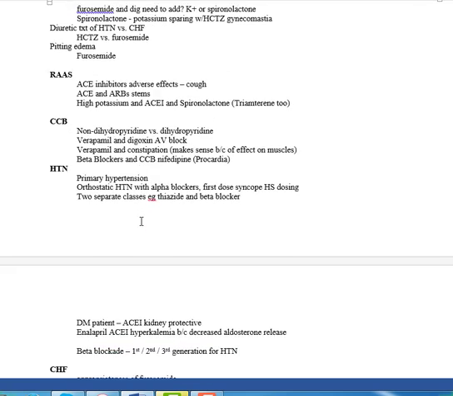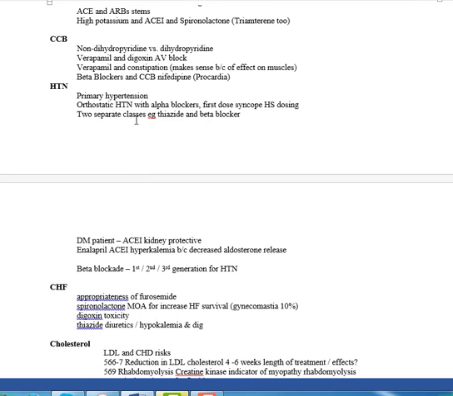Okay. Calcium channel blockers. So the big takeaway is the non-dihydropyridine versus the dihydropyridine, to know which is which. The verapamil and diltiazem are the non-dihydropyridines, and then the dihydropyridines end in dipine, D-I-P-I-N-E, so the amlodipine, nifedipine.